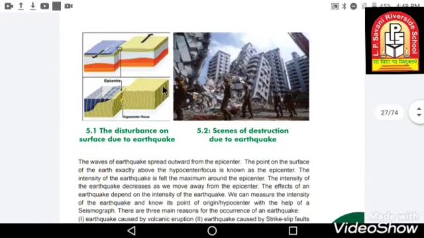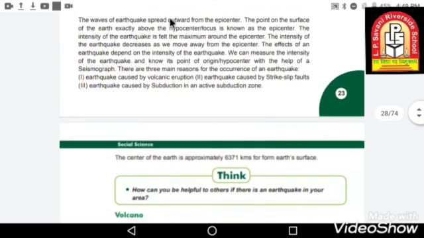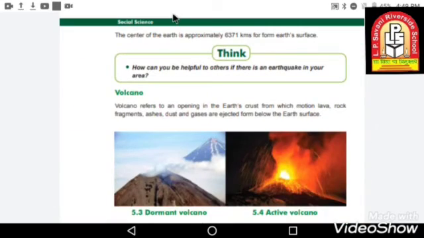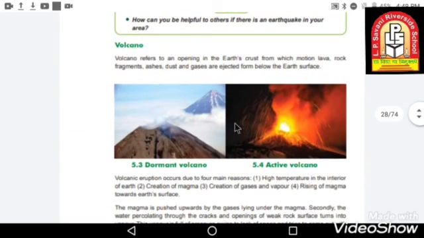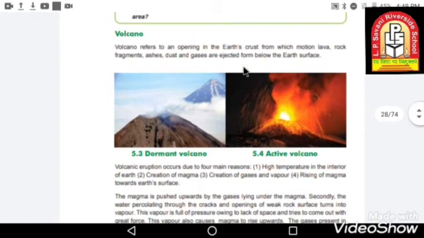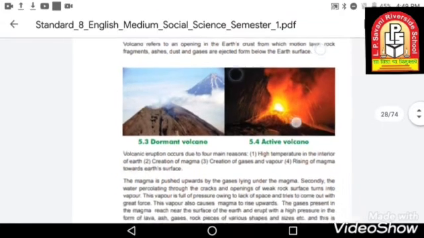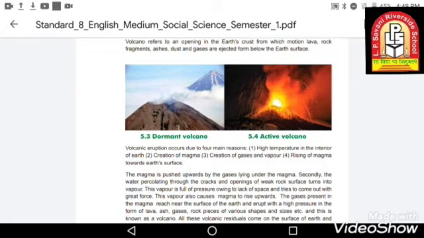Then another one was volcanoes, right? So a volcano is also a disaster which happens because of the destruction in the earth's crust, and it mostly happens in structures like mountains and hills, right? And it comes out from the openings of the mountain, and from these mountains the lava, rock and ashes come out.